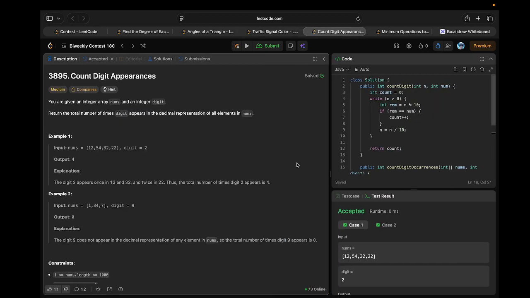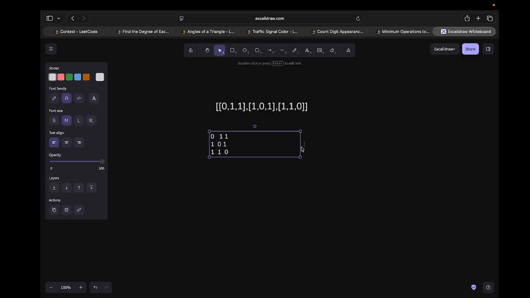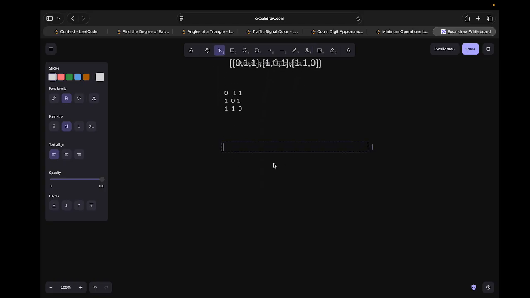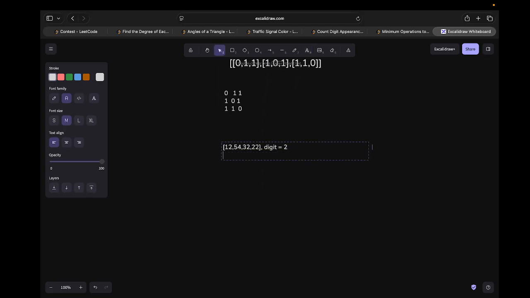Count digits. So this is also a pretty easy problem. What we have to do, you are given an integer array nums and an integer digit. Return the total number of times the digit appears in the decimal representation of all elements in nums. So pretty easy, I would say. I don't even have to use this particular interface to actually solve today's contest. So I just have to count: in 12, it appears once, in 32 it appears once, in 22 it appears 2 times. So the total is 4. So this is what we have to do.